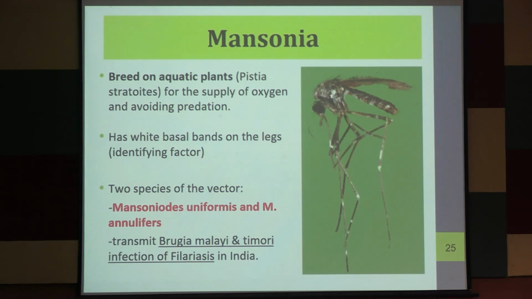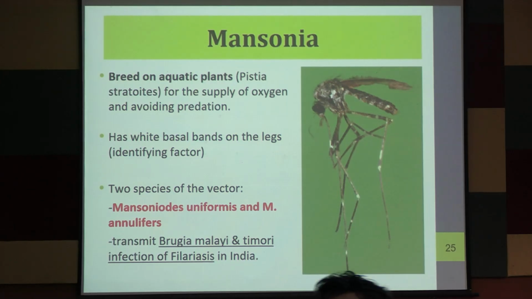Whatever, aquatic plants roots is where we can find Mansonia, okay. It has basal bands on the legs. Look here, the entire leg there is covers of whitish bands, okay. And also two species that are important for you, that is Mansonia uniformis and Mansonia annulifers, sorry. It transmits Brugia malayi and timori infection of Filariasis in India.